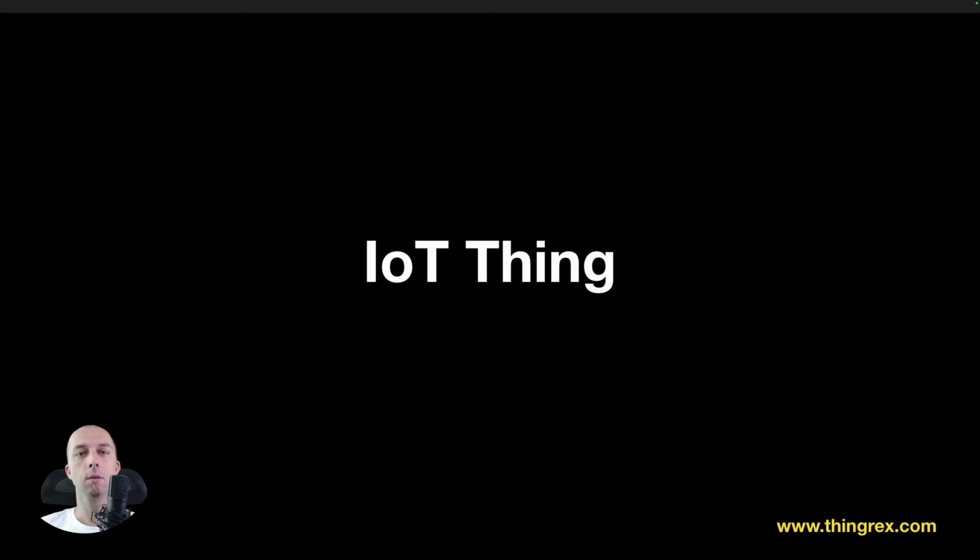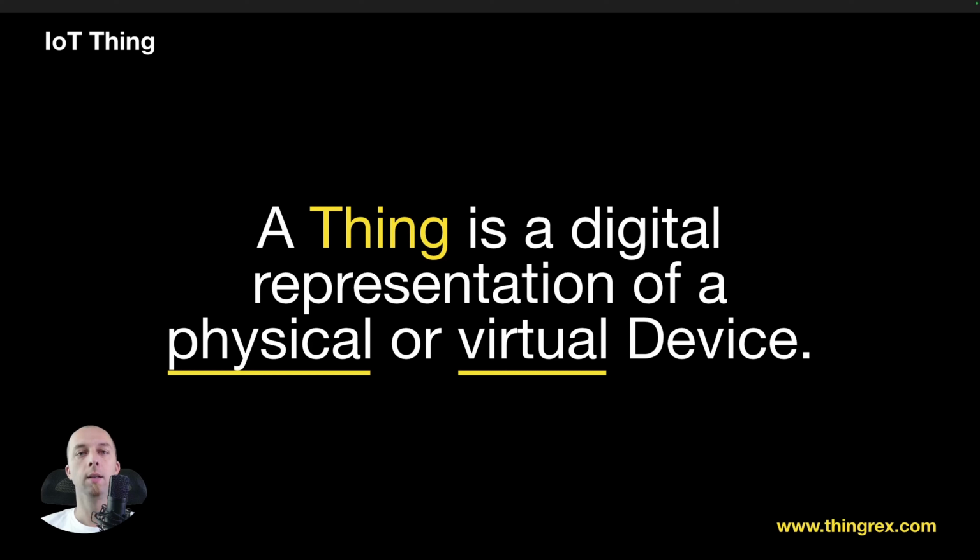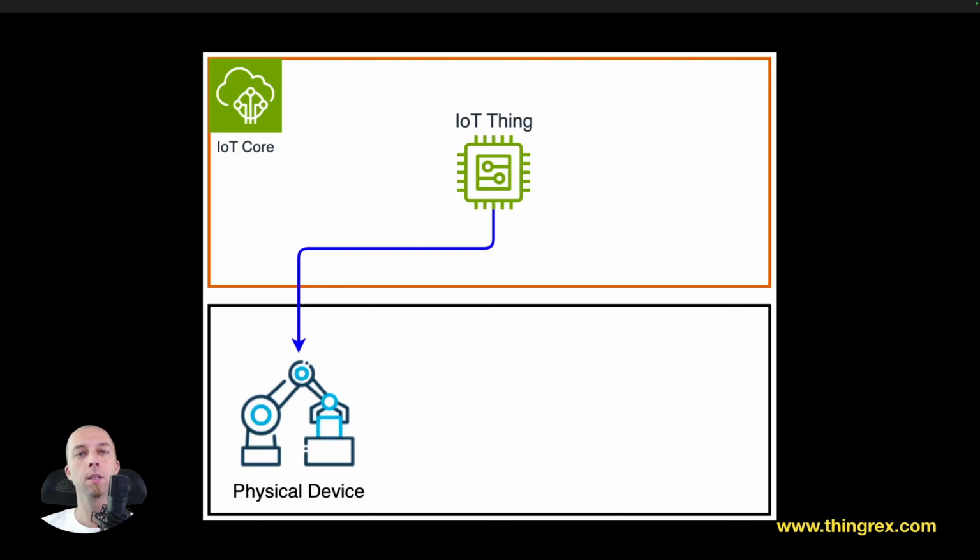In this section, we are going to cover the concept of AWS IoT Thing. The AWS IoT Thing is a digital representation of a physical or virtual device. So, what are those devices? A physical device might be, for instance, a robotic arm that we want to model in AWS in order to remotely monitor and manage that piece of equipment.